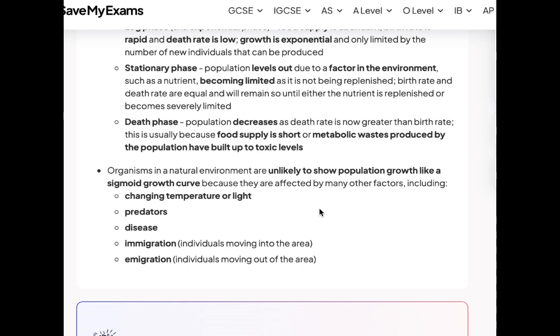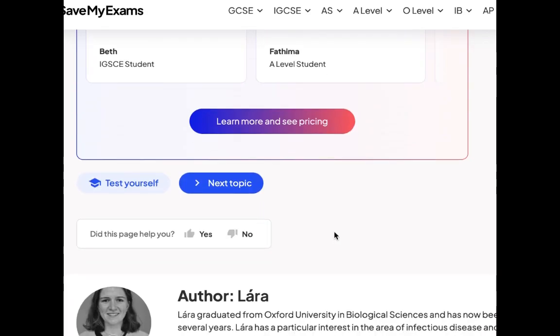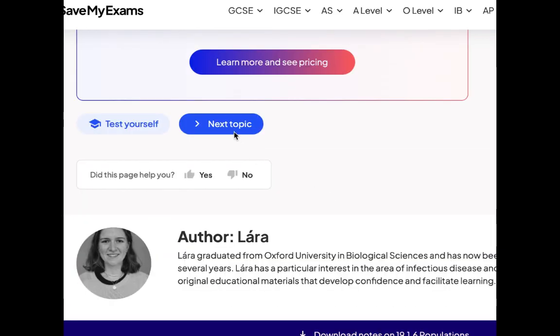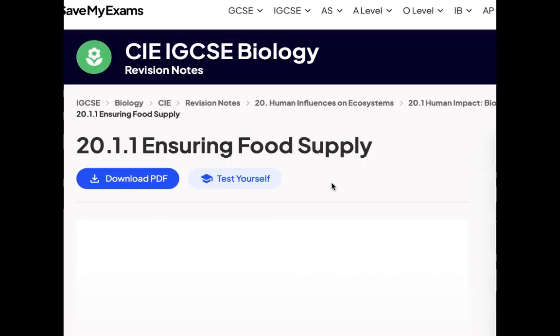Another problem is immigration, individuals moving into an area. A lot of people moving into an area. In the area where they are moving from, they will not experience this kind of population growth curve. Emigration is also another problem. Emigration is when individuals are moving out. So all of this may not give us the sigmoid growth curve as it were.